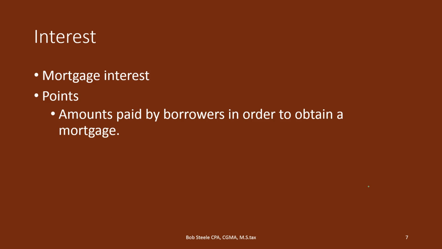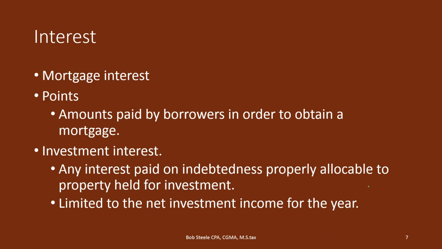So points are amounts paid by a borrower in order to obtain a mortgage. Points on a home mortgage are usually deductible at the point of the purchase. If there were points on some other mortgage, for a rental property, then we usually amortize the points over a certain time period. Investment interest is any interest paid on indebtedness properly allocated to property held for investment, limited to the net investment income for the year.